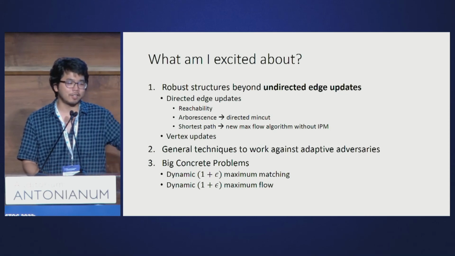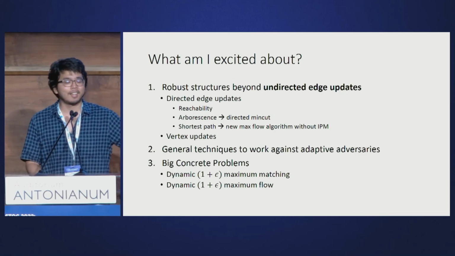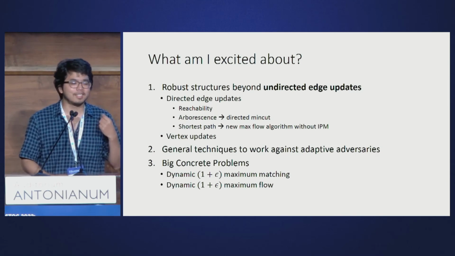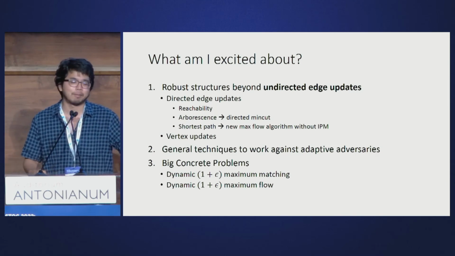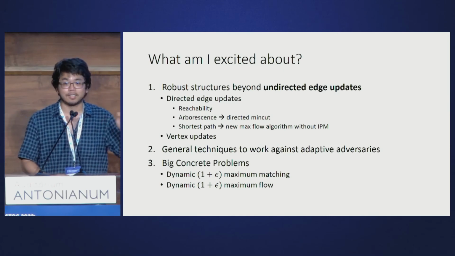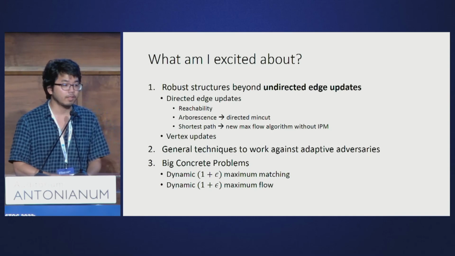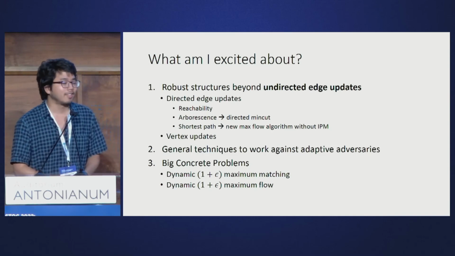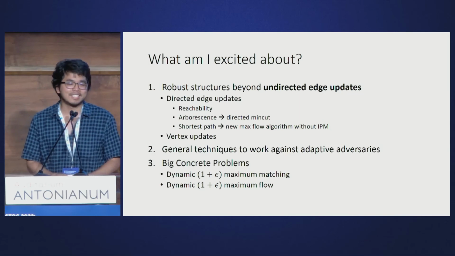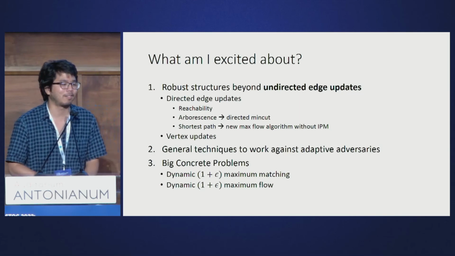The technique that uses differential privacy in that paper is not so fast yet. You need to pay some big factor in the update time, so it's not a lossless reduction. And there are two big concrete problems that I think would be super cool to have solved.